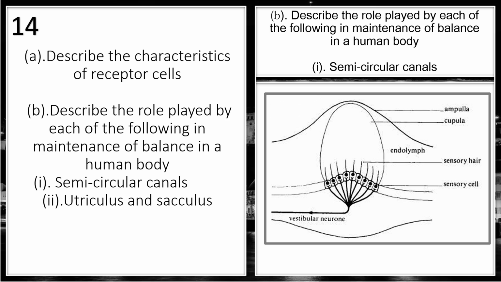Part B. Describe the role played by each of the following in the maintenance of balance in the human body. We shall start with Roman numeral 1, the semicircular canal.